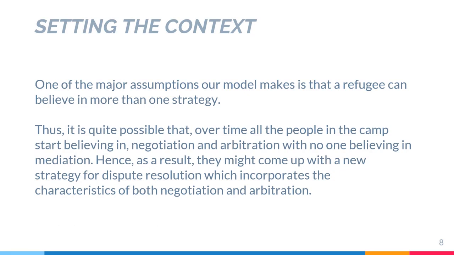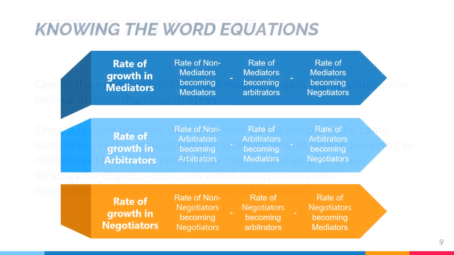One of the major assumptions our model makes is that a refugee can believe in more than one strategy. Thus, it is quite possible that over time, all the people in the camp start believing in negotiation and arbitration, with no one believing in mediation. Hence, as a result, they might come up with a new strategy for dispute resolution, which incorporates the characteristics of both negotiation and arbitration. Having all this in mind, we can now formulate a set of word equations which can further dictate how our differential equations would look.